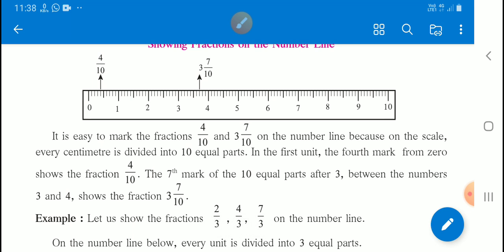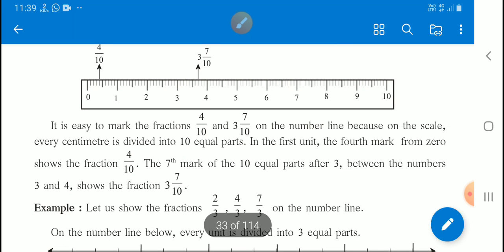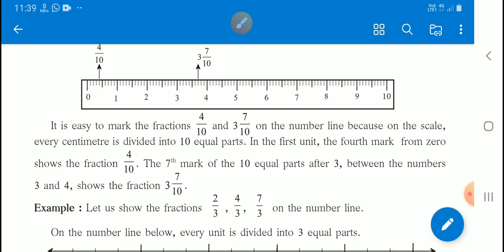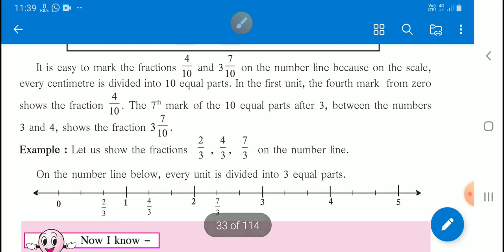Then in the first unit, the fourth mark from 0 shows 4 upon 10. The seventh mark of the 10 equal parts after 3, between the numbers 3 and 4, shows the fraction 3 and 7 upon 10. Now here they have given an example.